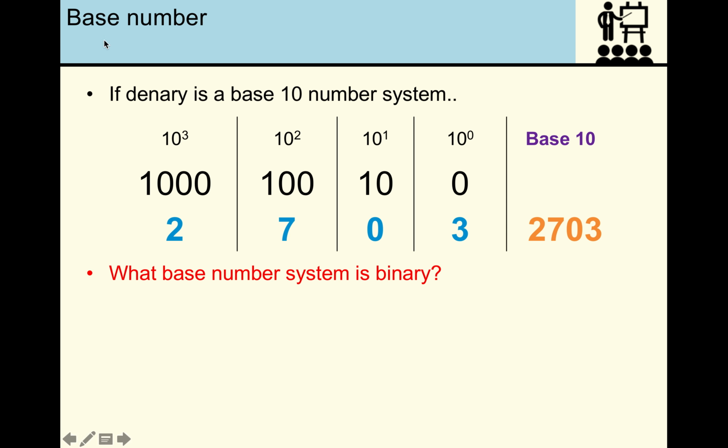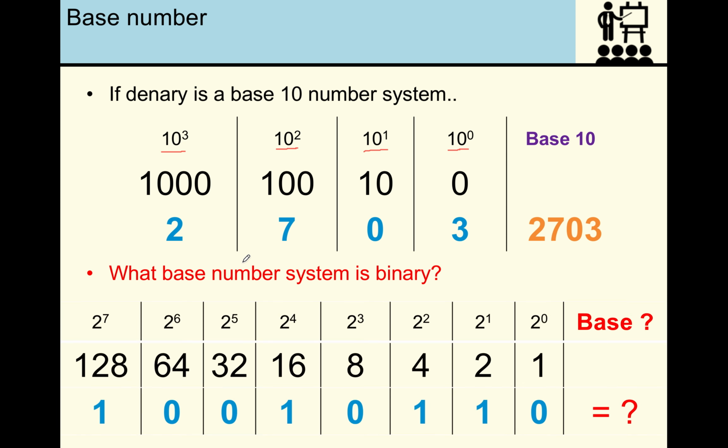So, a base number. If denary is a base 10 number system, then what number system is binary? When we talk about base 10, we're talking about that little number at the bottom. Binary is a base 2 number system because in denary we can go from 0 to 9, which is actually 10 numbers, and in binary we can only go as high as 1. So 0 and 1, that's 2 numbers, making this a base 2 number system.